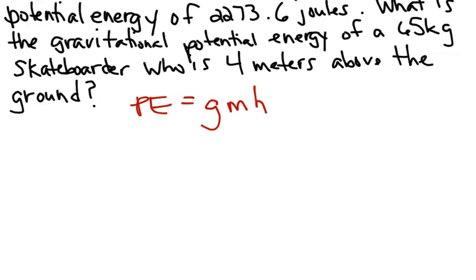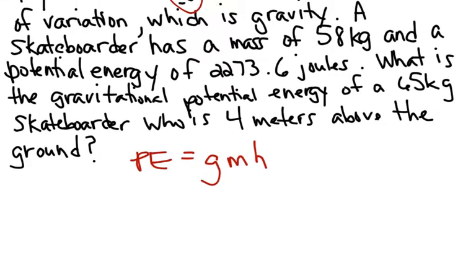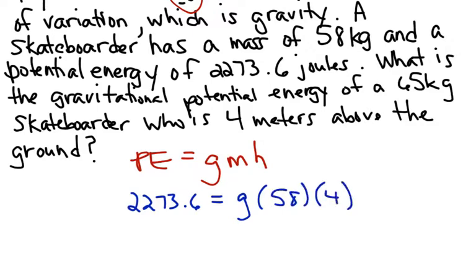All right, now that I have an equation, the next thing I need to do is use the given information to find out what G is. So I know that the potential energy of a skateboarder is 2,273.6 joules. I don't know G, but I know the mass of the skateboarder is 58 kilograms, and the skateboarder is going to be 4 meters above the ground. So we're going to solve this for G.